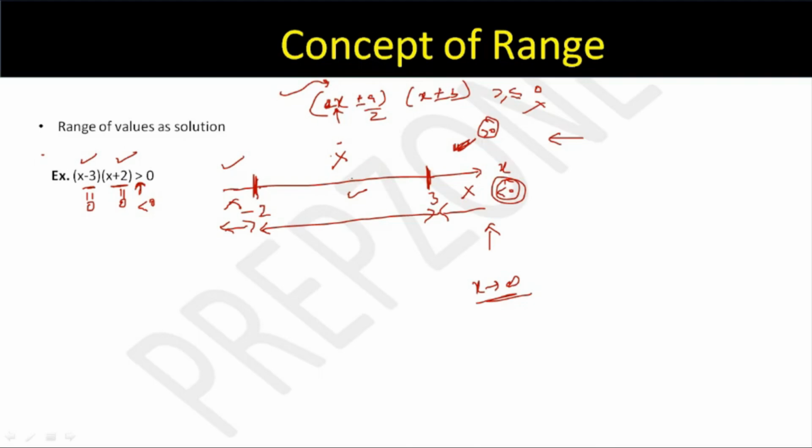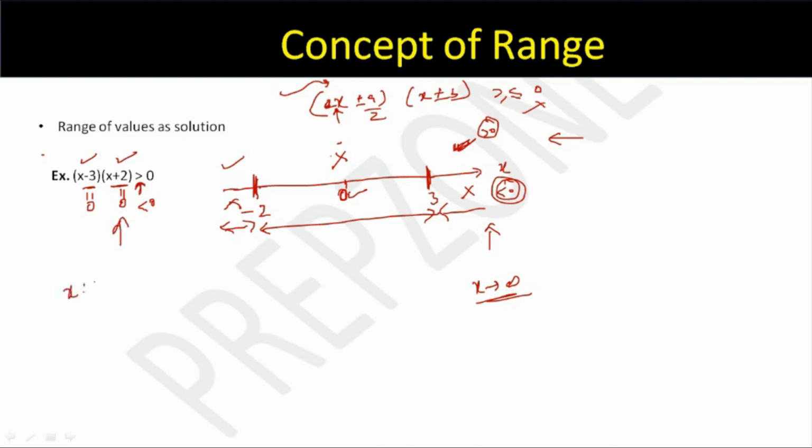Also, you can go and cross-check this. In the region minus 2 to 3, you have a value of x equals 0. So you just put x equals 0 here. Minus 3 into 2 is minus 6, so this is less than 0. Hence, it is not a solution of greater than 0. But if this inequality would have been less than 0, this would have been the solution. Right?